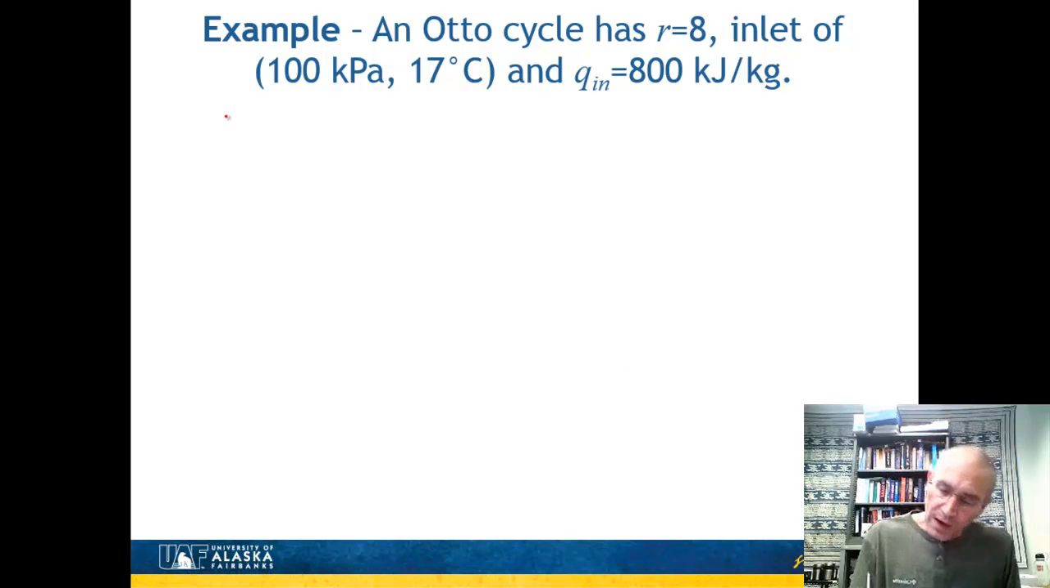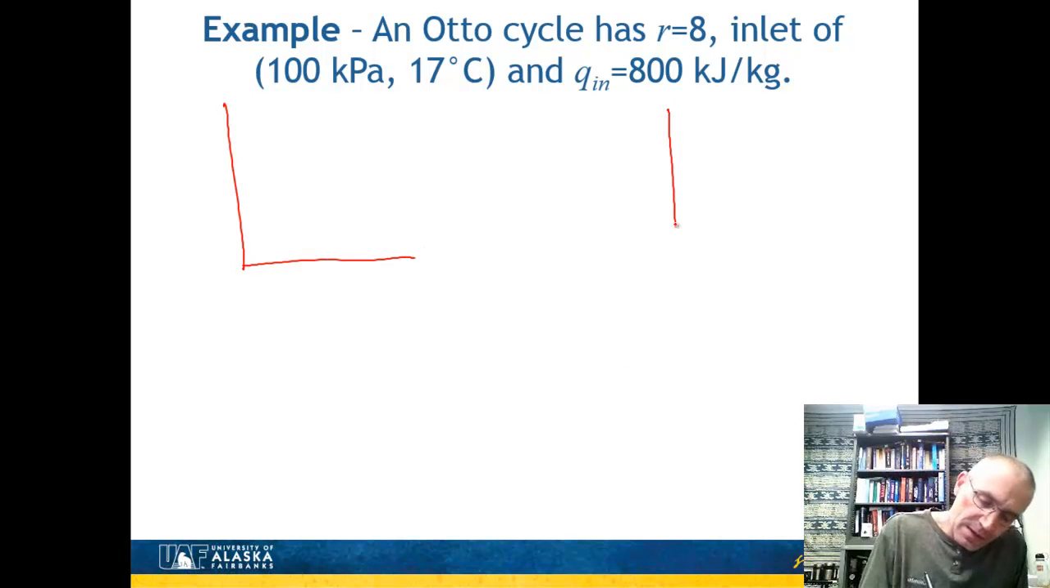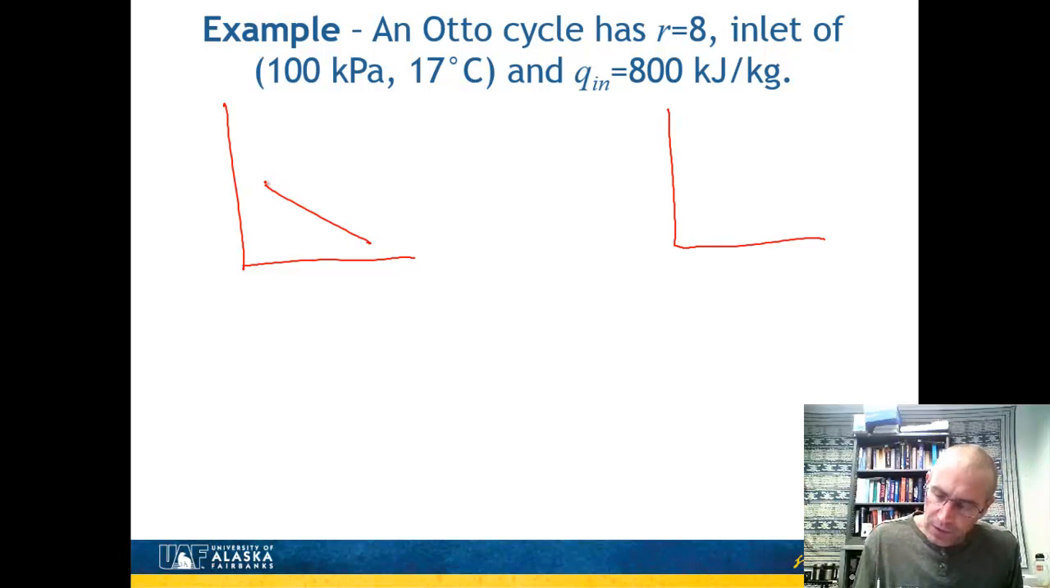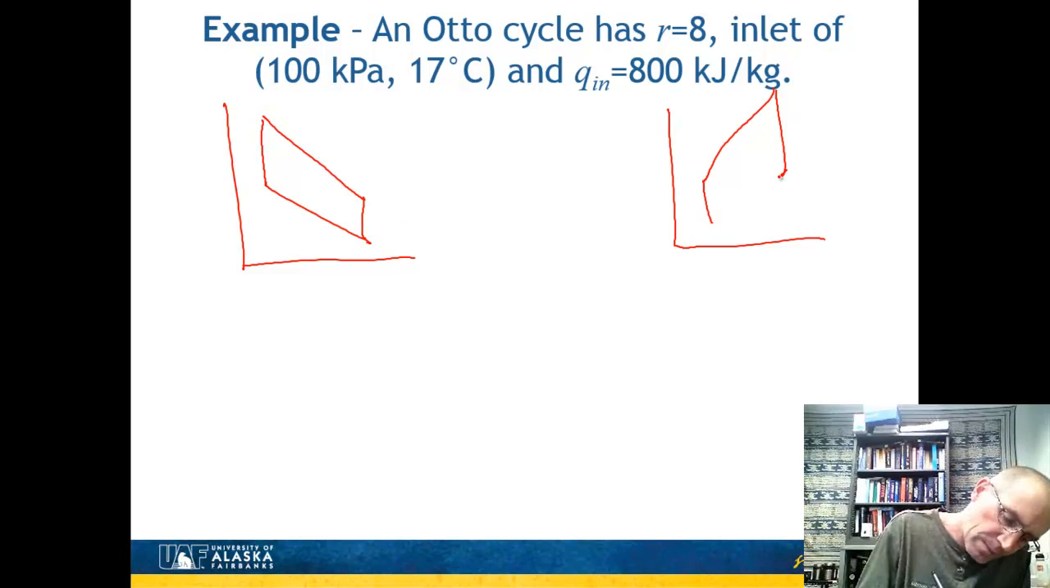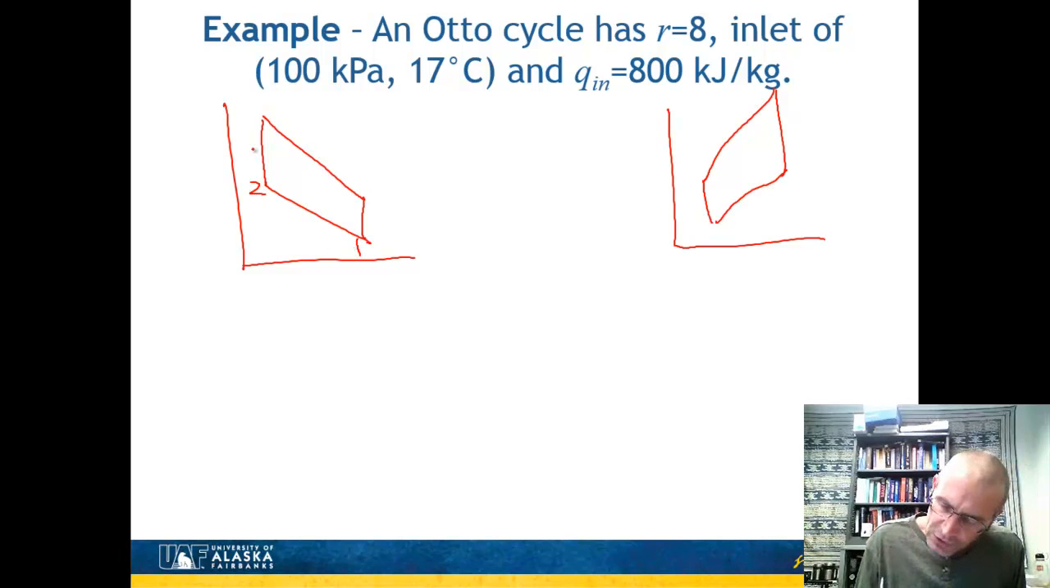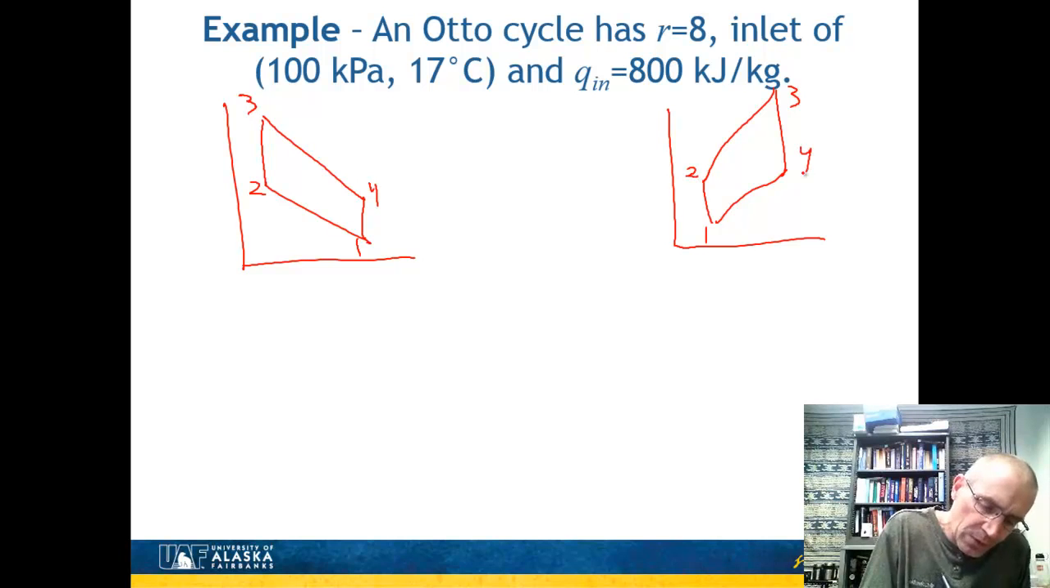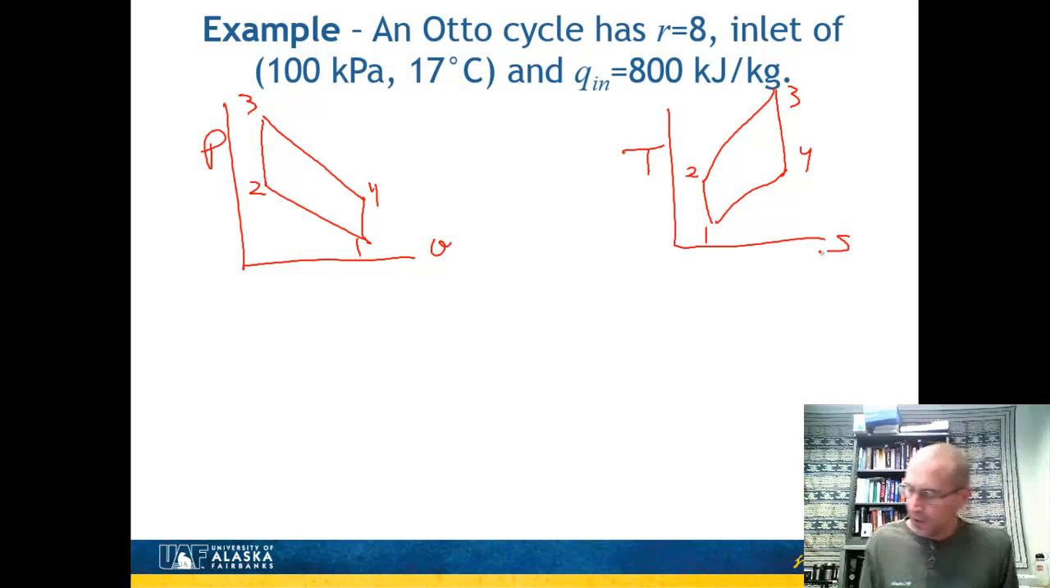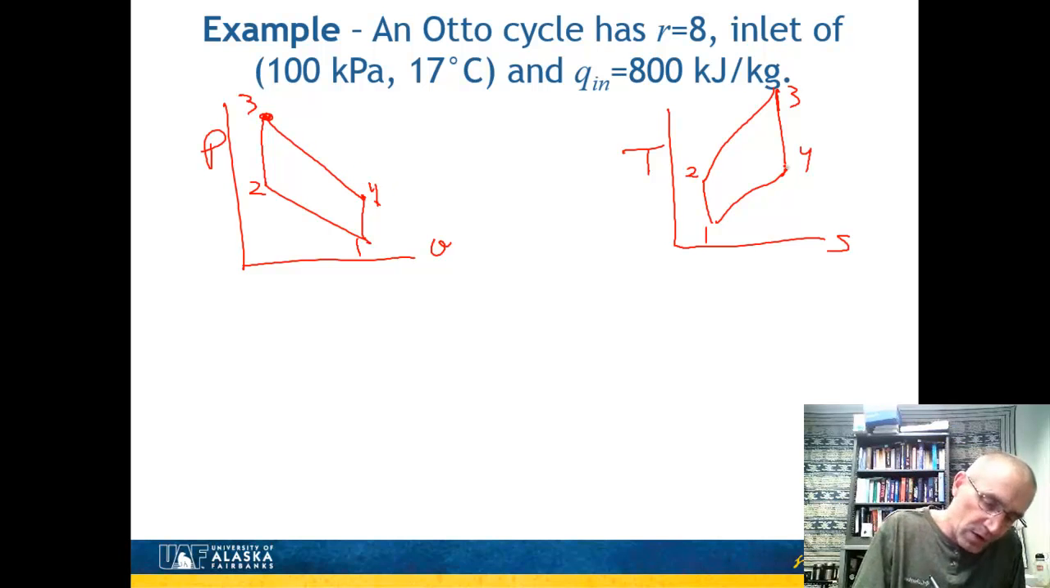I'm going to sketch up my PV and my TS diagram again, just to remember what they look like. 1, 2, 3, 4. 1, 2, 3, 4. PV, and there we go, we have TS. All right. So we were at point 3, and we just wanted to get down to point 4. And so this is my power stroke. 3 to 4 is isentropic.